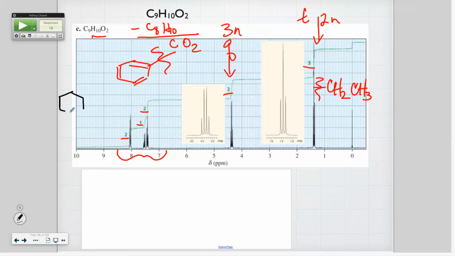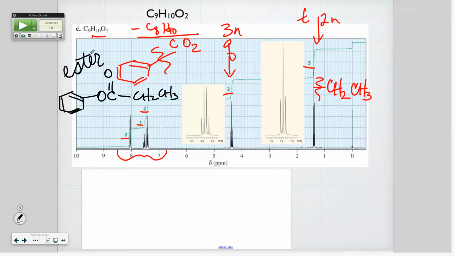Here is your first piece. Here's your benzene ring, and then what do you want me to put? An oxygen. Okay, and then a carbon with a double bond and oxygen. Okay, and then what? CH2, CH3. What kind of compound is that? An ester, right?